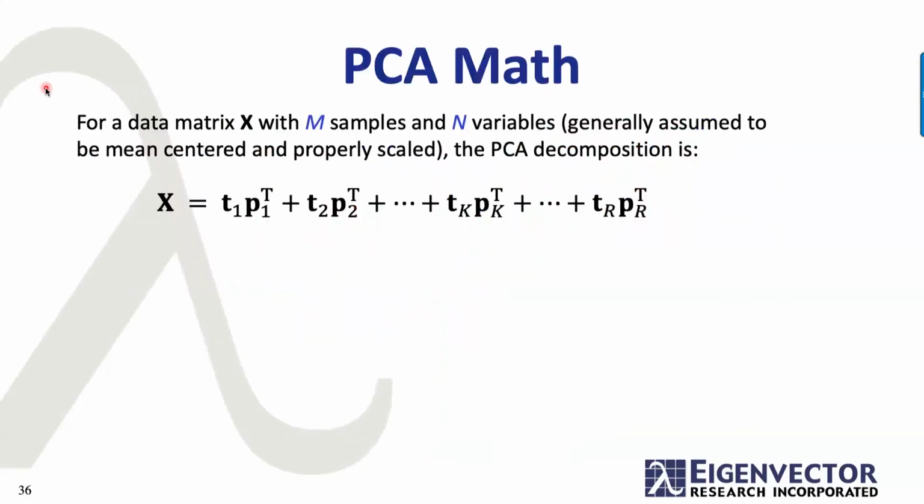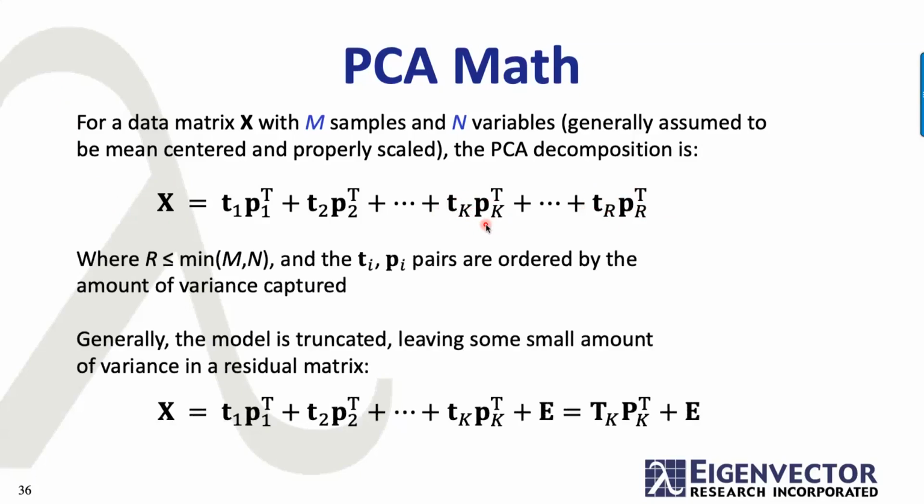So the math behind that: for a data matrix X with M samples and N variables, generally assumed to be mean-centered and properly scaled, the PCA decomposition is this. We can take our X matrix, which for us is spectra, and decompose it as these scores vectors times loadings vectors. We have pairs of these all the way down to the rank of the data, how many independent variations there are in the data, including the noise. So this number could be pretty high. But we usually stop at some K that's representative of the systematic variation in our system.